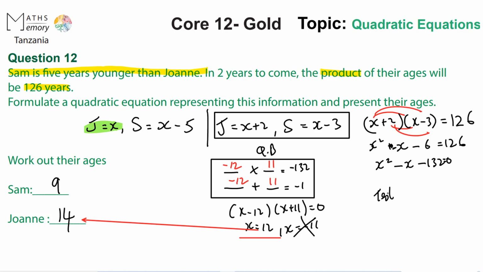Let's test this over here. We can do Joanne times Sam, so 14 times 9. This would give us 126. It's a good test to make sure it works. So the answers are those ages respectively.